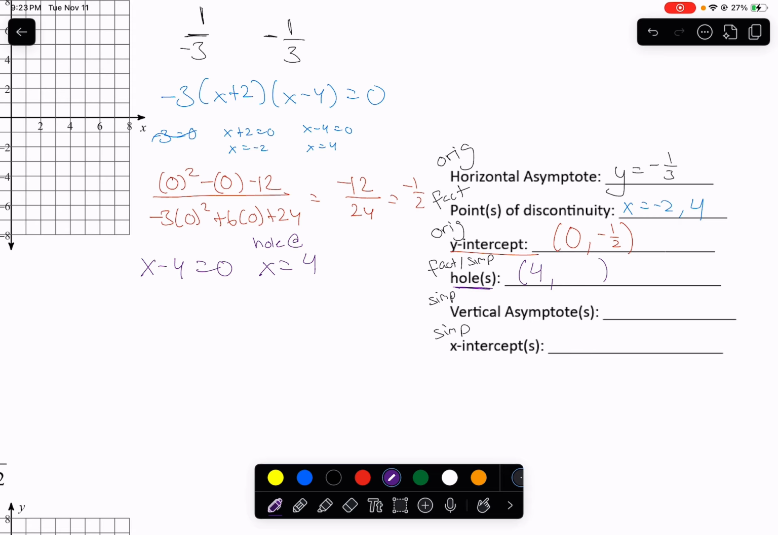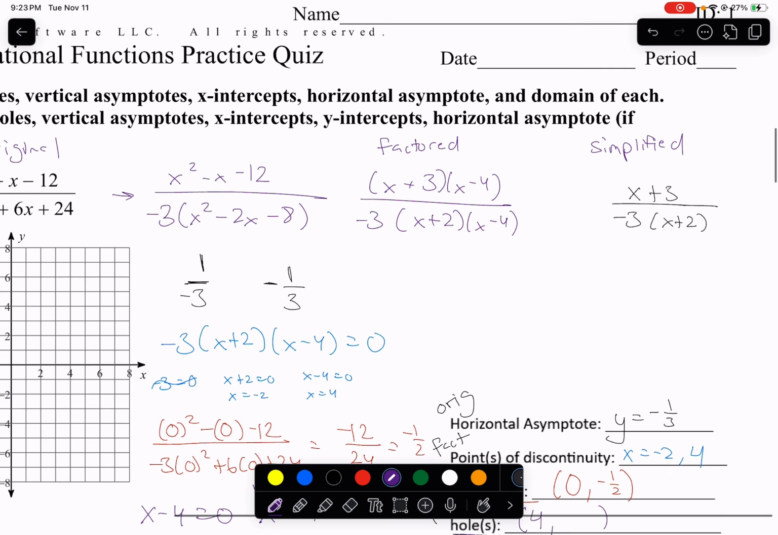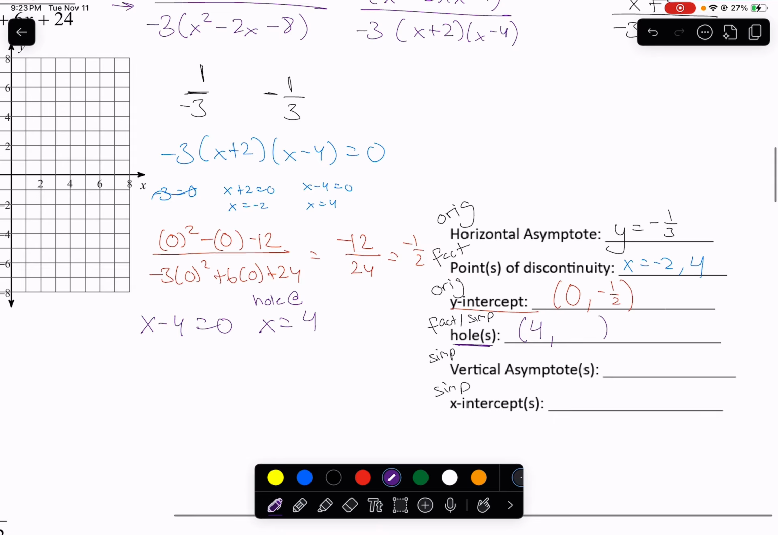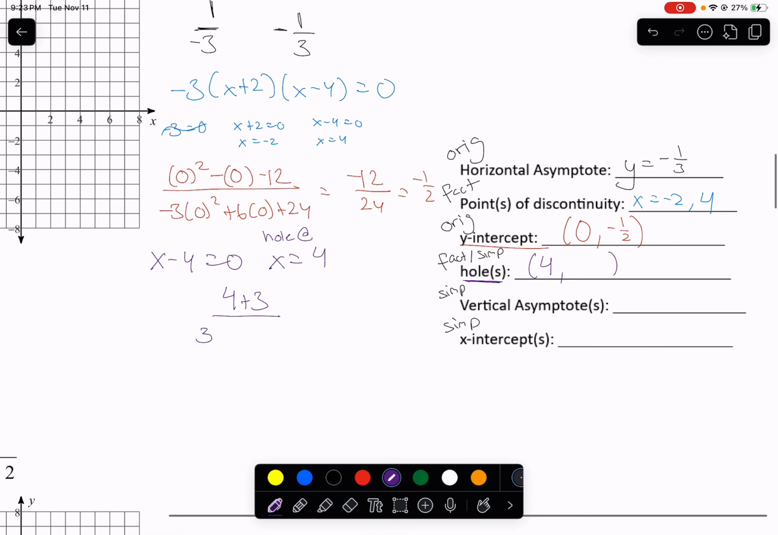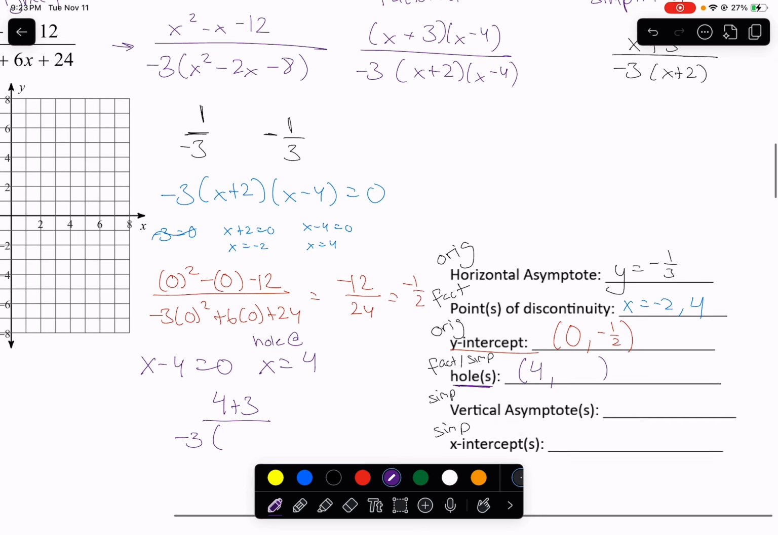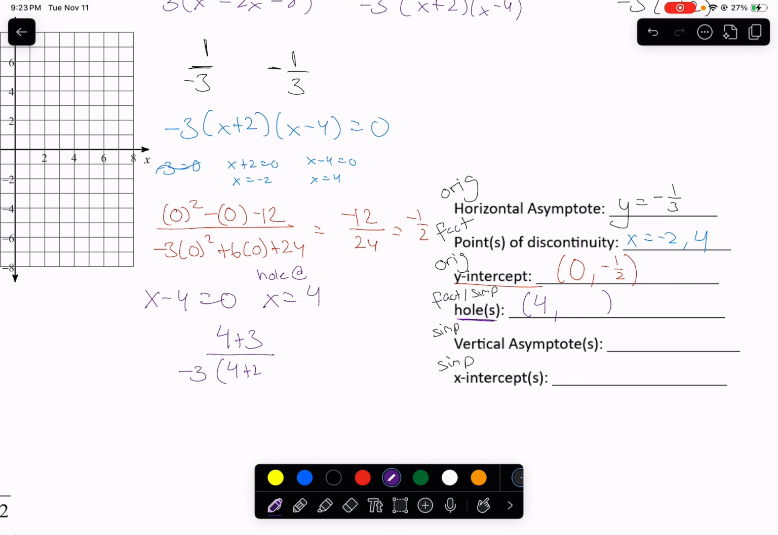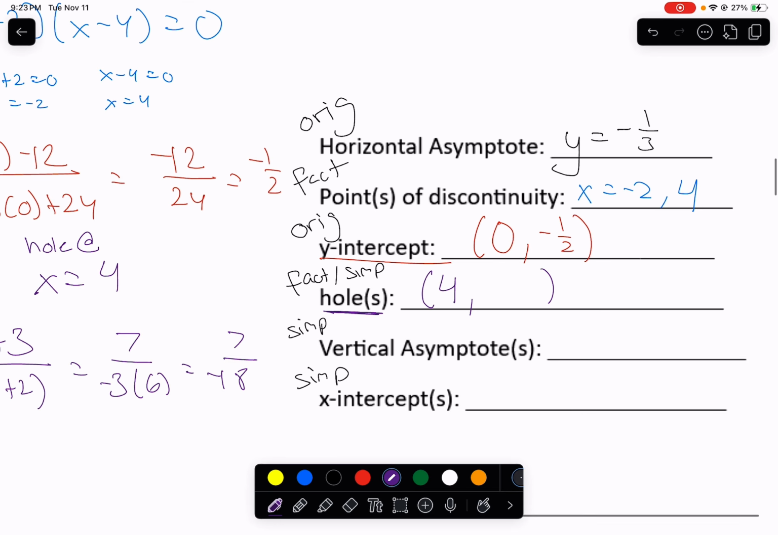To find the y value, now I use the simplified version and I plug in a 4 for x. So I get 4 plus 3 all over negative 3 times x plus 2. So that's going to be 4 plus 2. So on top, I get a 7. In the denominator, I get a negative 3 times 6. I end up with 7 over negative 18, and that is my value there. You can't simplify that at all.